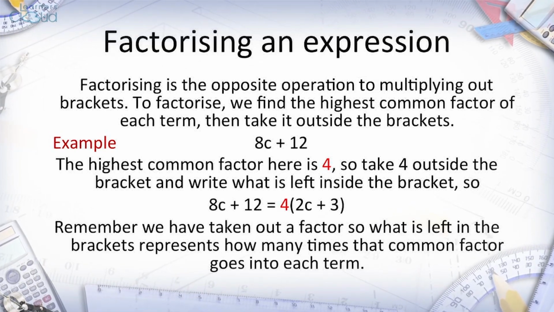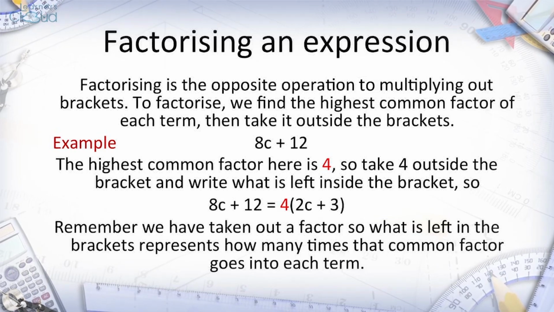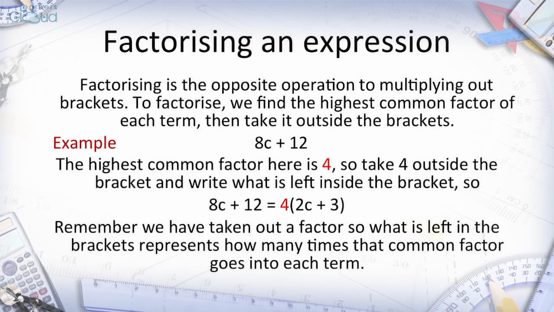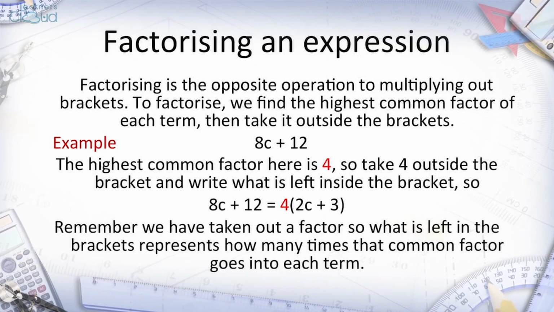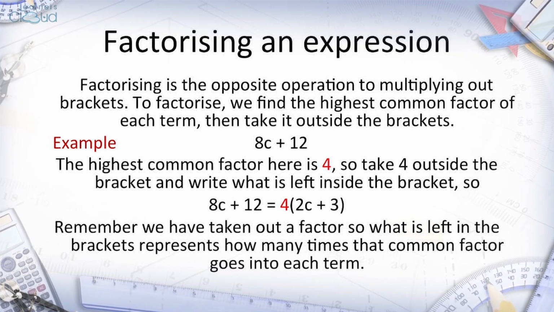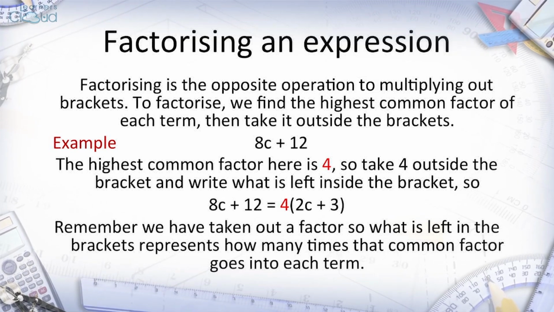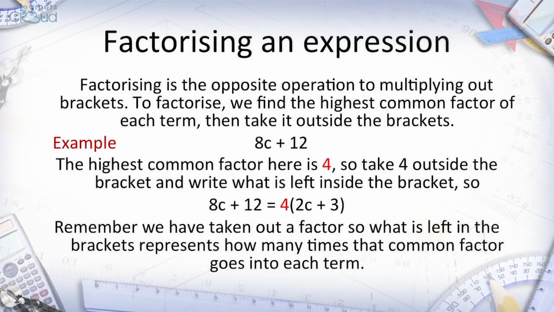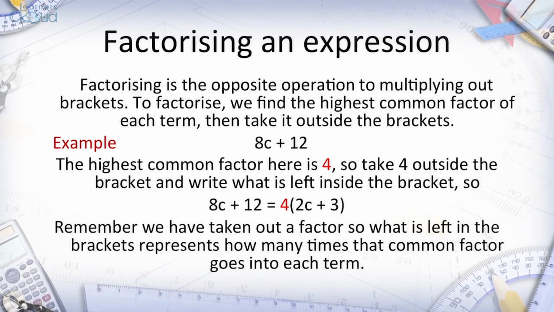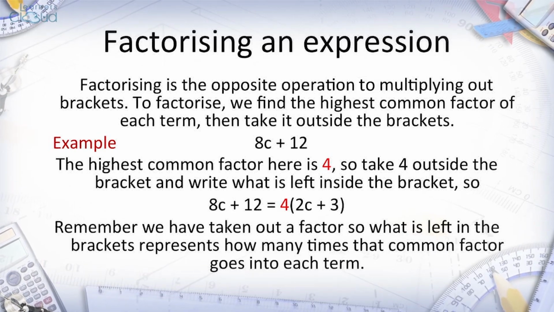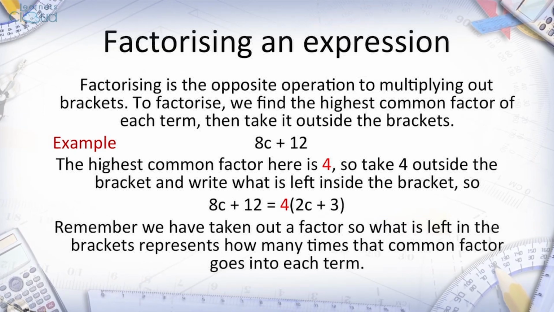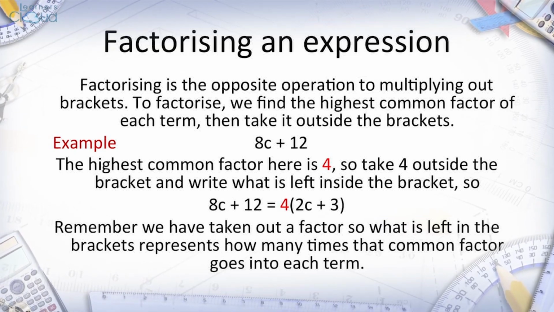So for example, 8c plus 12, well, the highest common factor here is 4. So we would take 4 outside the bracket and write what is left inside the bracket. So we would have 4 on the outside and then 2c plus 3 on the inside. Remember, those numbers on the inside of the bracket inform us how many times the 4 goes into that original expression. Now remember, we've taken out a factor, so what's left in the bracket represents how many times that common factor goes into each term.